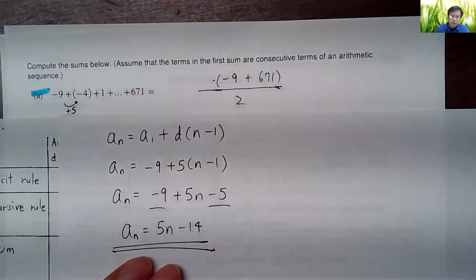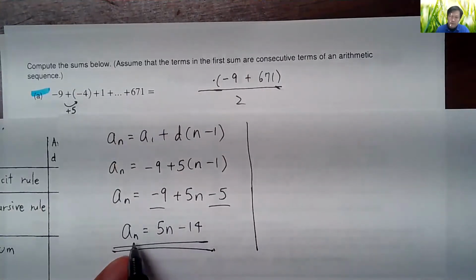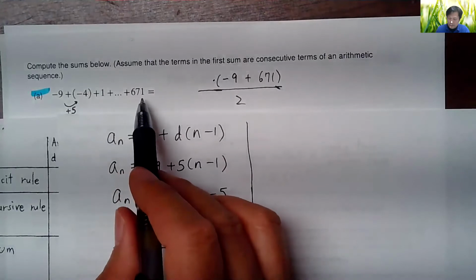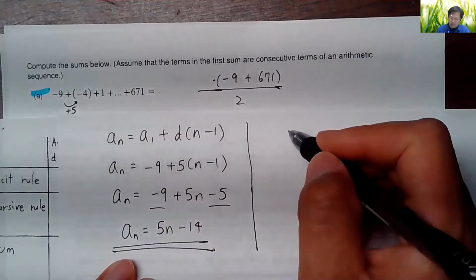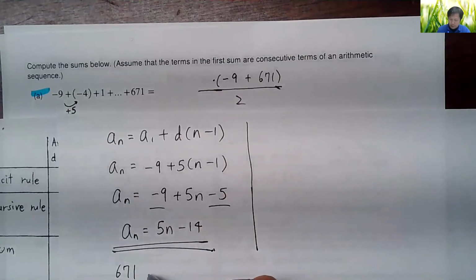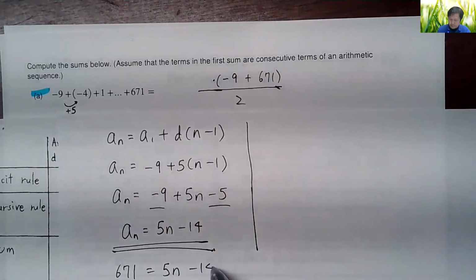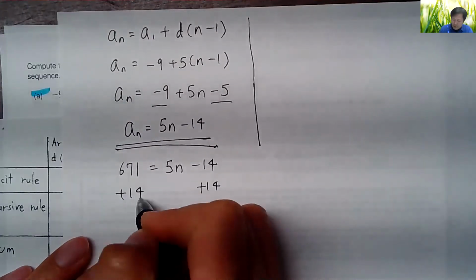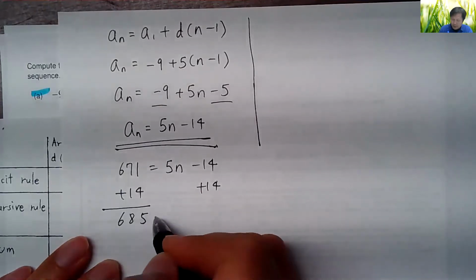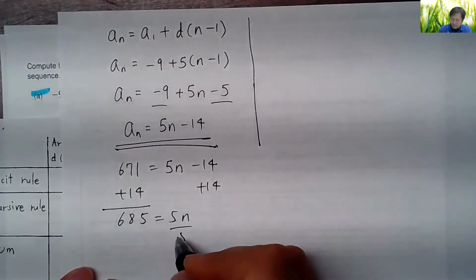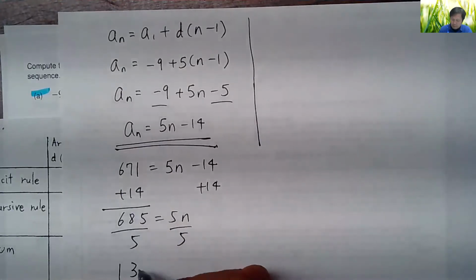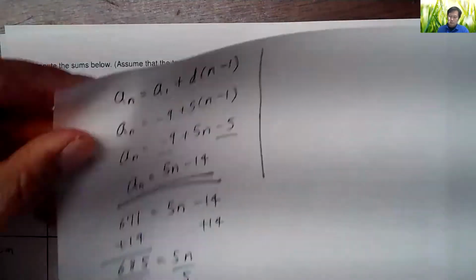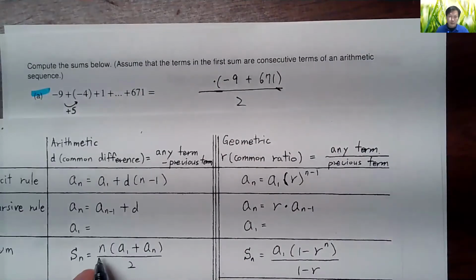Okay, so what do we do with this? You have to find the value of n for 671. 671 is a sub n, so you have to plug in 671 here and solve for n. Plus 14 will give you 685 equals 5n. Divide by 5. N equals 137. So we found the value of n for this formula here.